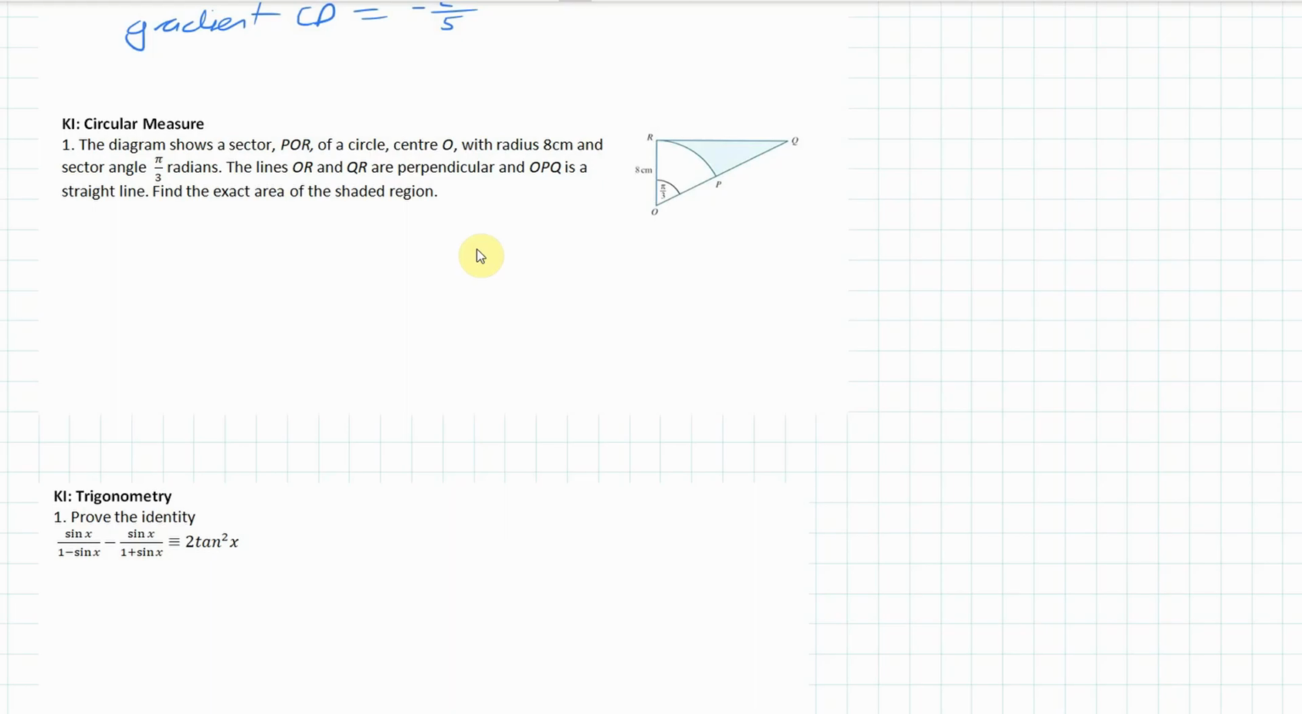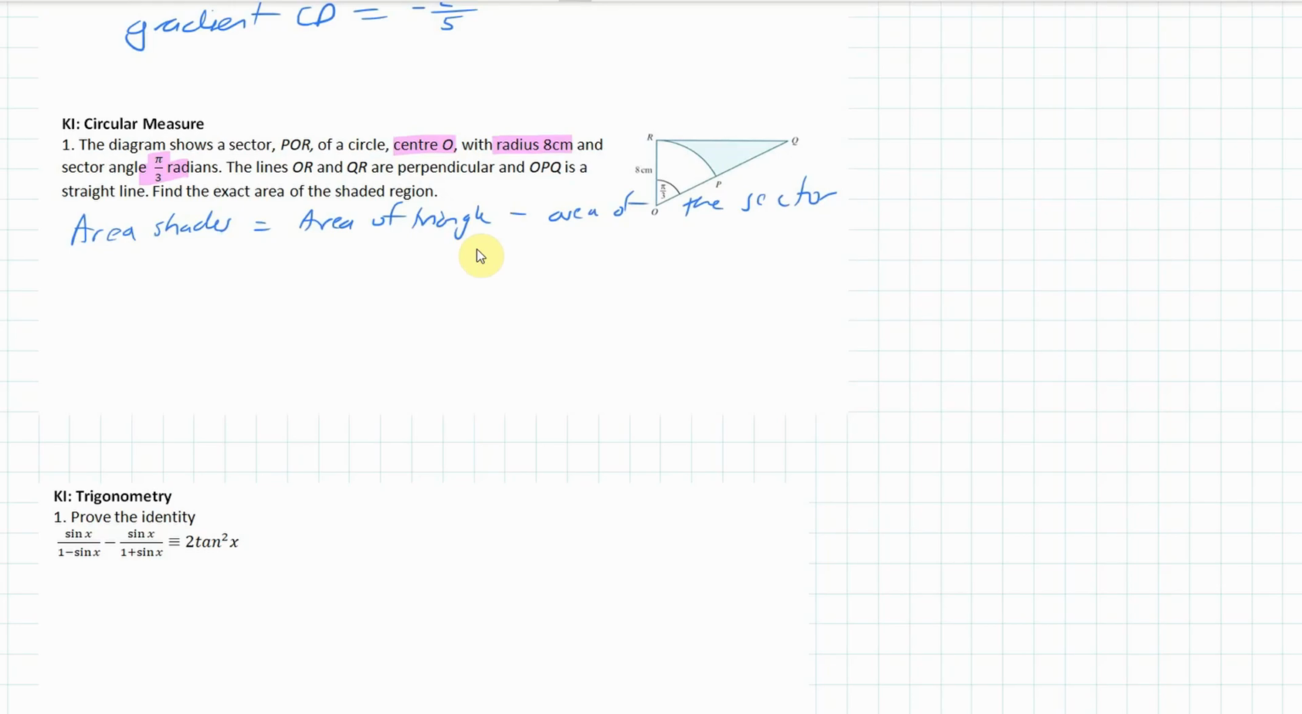Okay, and so to our circular measure question, we're trying to find the shaded area here. We know that we've got a triangle, and then within the triangle there is a circle centre O with radius 8 centimetres, and the sector angle is pi thirds radians, and we've got to find the exact area of the shaded region. So the area of the shaded region is equal to area of the whole triangle minus the area of the sector.